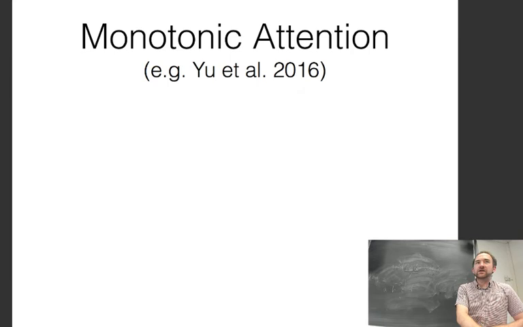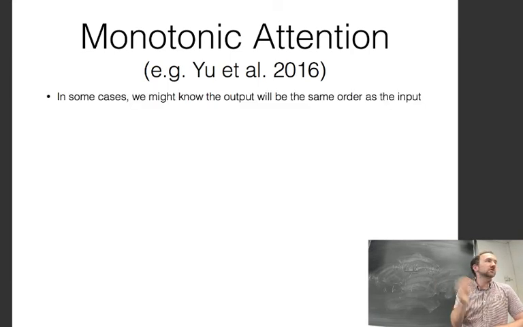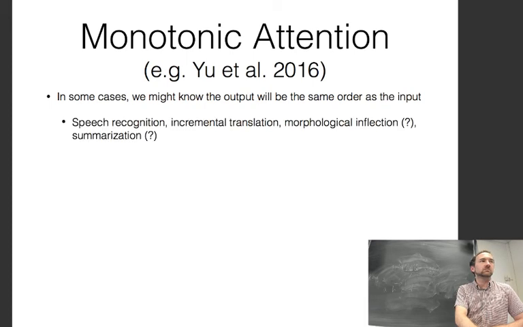Another thing is monotonic attention. This might be something to think about if you're doing something where we basically have things that are in the same order in the source and target. So for example, speech recognition: the phonemes are always in the same order as the input speech.